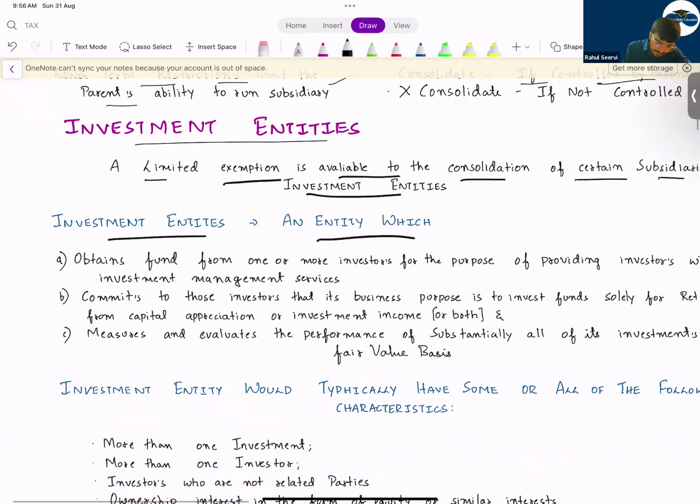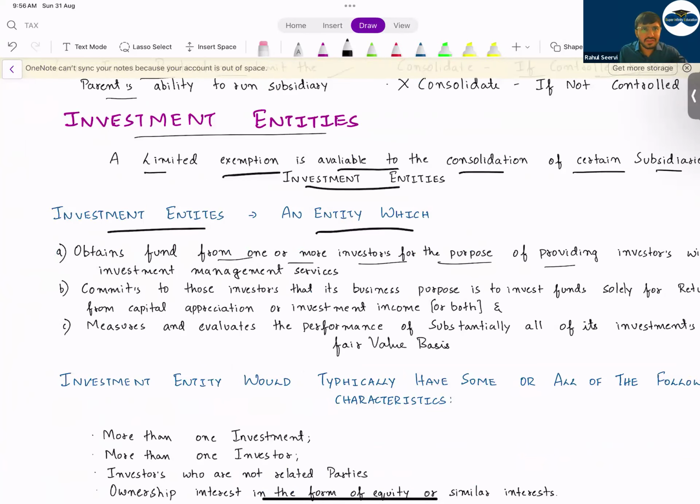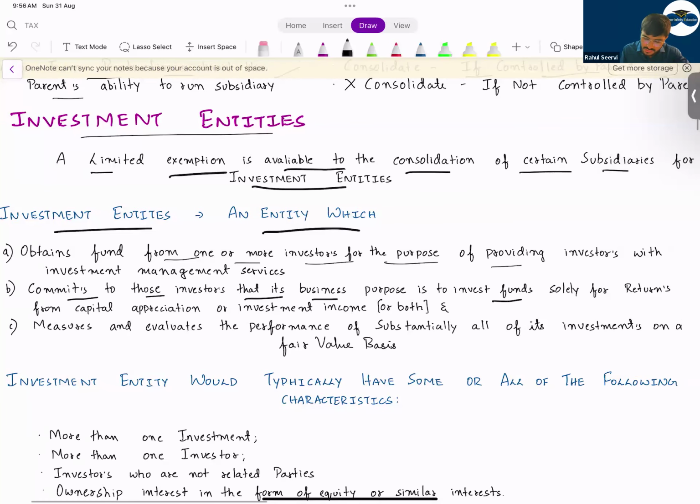An entity which obtains funds from one or more investors for the purpose of providing investors with investment management services. Like they take your money and they invest somewhere and they give you the returns. If they earn 30% return, they'll keep 5 to 6% and the remaining will be given to you. Then it commits to those investors that its business purpose is to invest funds solely for return from capital appreciation or investment income or both. They will take the money, and either they'll get the dividend or they'll sell the shares when they have capital appreciation, and they'll give you the amount.